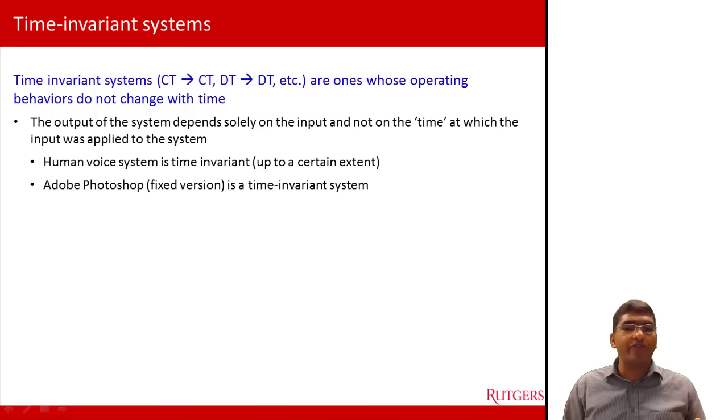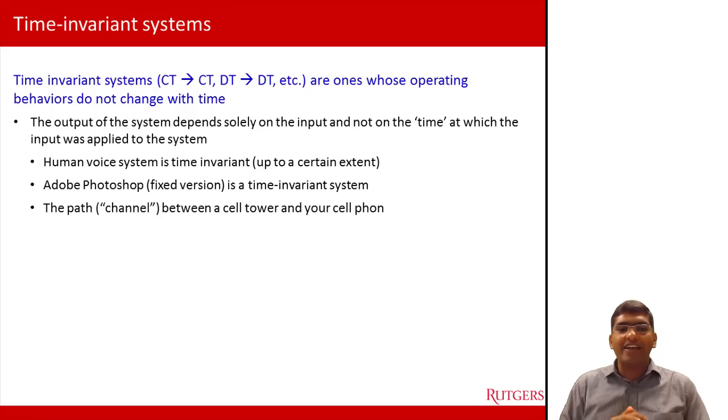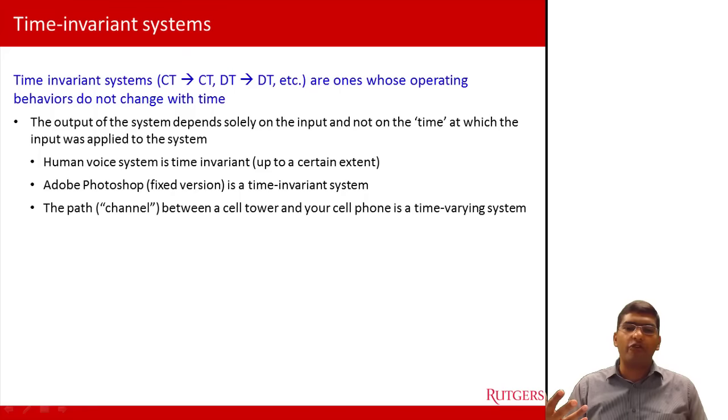Most software like Adobe Photoshop, if you have the same version, you don't update it, it's a time invariant system. Let's say you take a picture today, and let's say you crop that picture in Adobe Photoshop today, or you do that 10 days later, the output is going to be the same. The system's behavior is not changing. On the other hand, for example, the path, or what's called the channel between a cell tower and your cell phone in an urban environment, that's a time varying system.